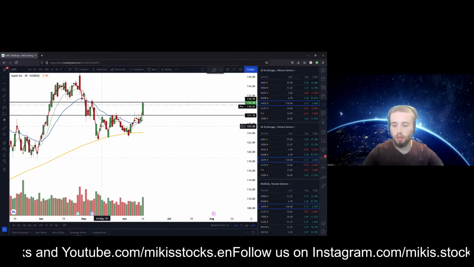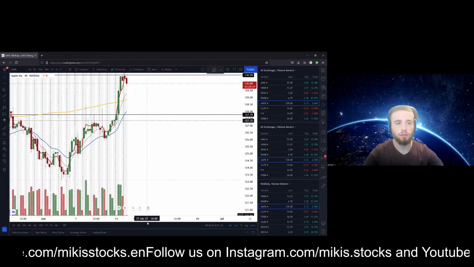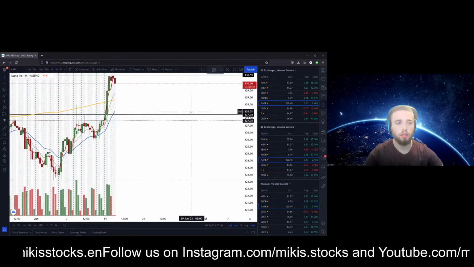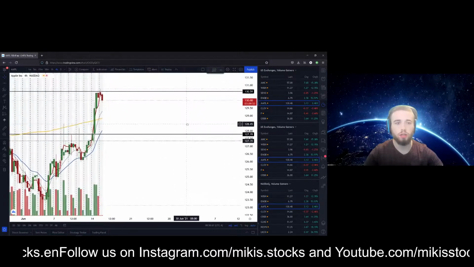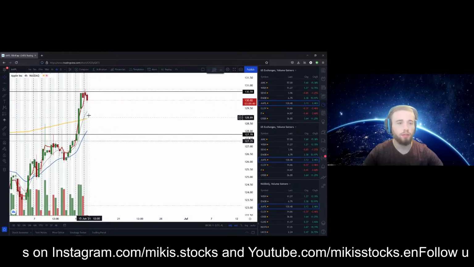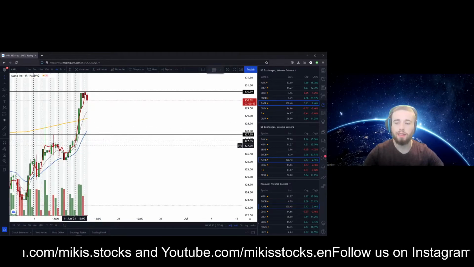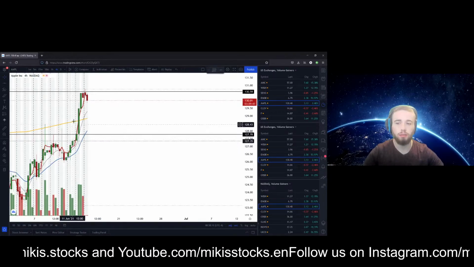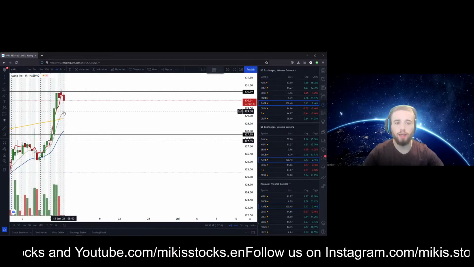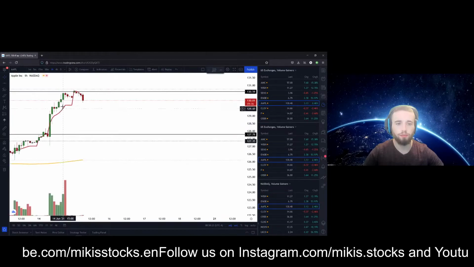Apple, let's go to the 4-hour chart. Yeah, the pullback's already starting. And this is a 200 SMA, I believe. So easily a pullback to the 200 SMA. Institutions love the 200 SMA. And then we can also have the 8 EMA here on the 4-hour chart, on the hour chart.